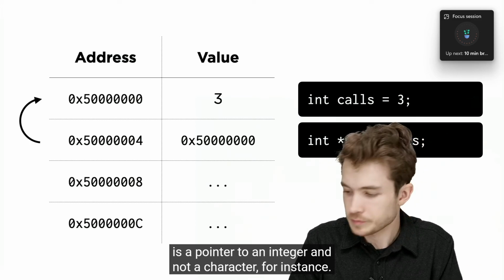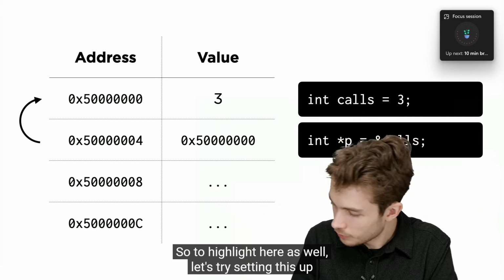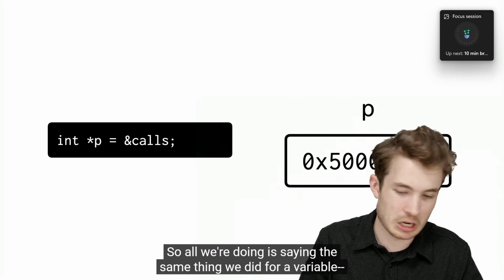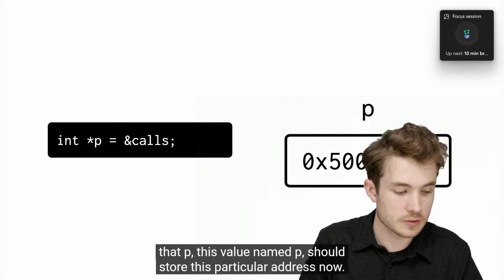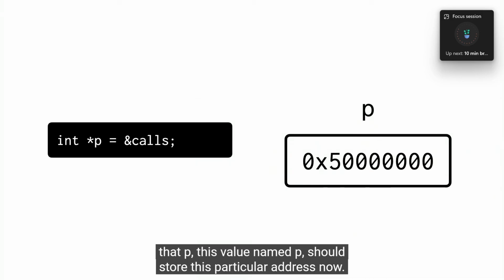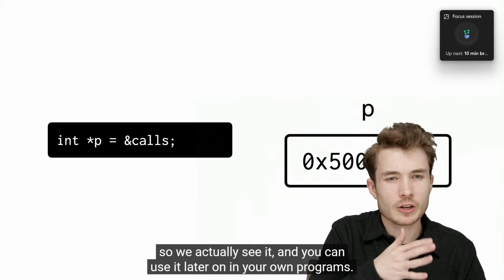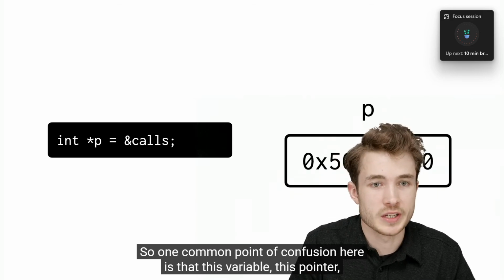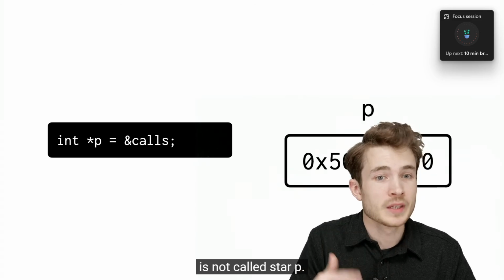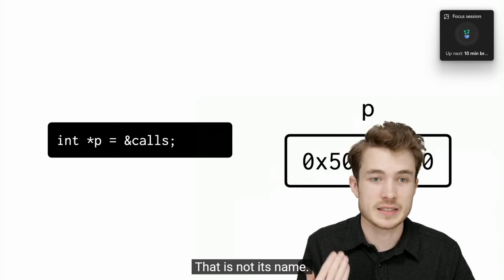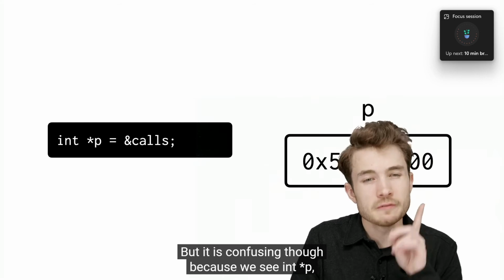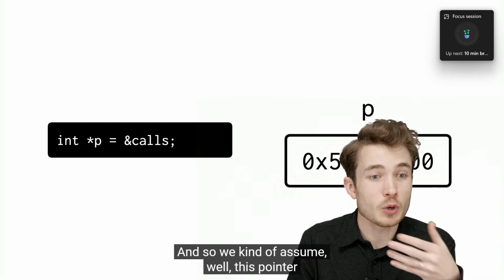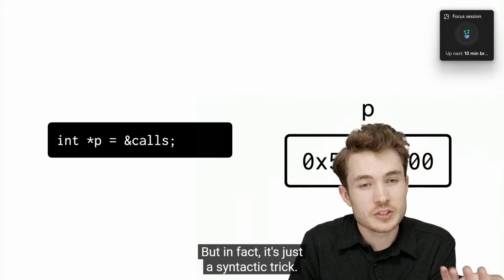So to highlight here as well, let's try setting this up and visualizing it a little bit more. All we're doing is saying the same thing we did for a variable, that p, this value named p, should store this particular address now. And I think it's worth breaking down the syntax on the left so we actually see it and you can use it later on in your own programs. So one common point of confusion here is that this variable, this pointer, is not called star p. That is not its name. In fact, it is just called p. But it is confusing because we see int star p. The star is right next to the p, and so we kind of assume this pointer is going to be called star p later on. But in fact, it's just a syntactic trick.